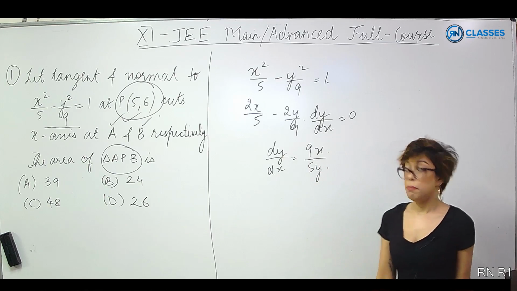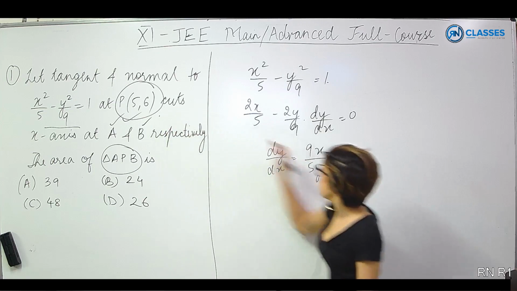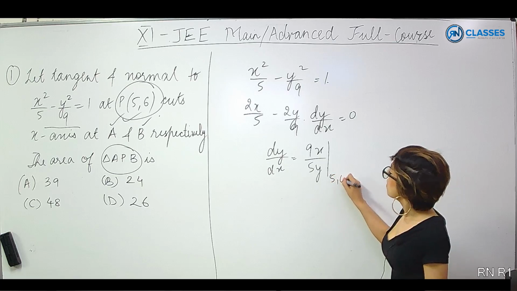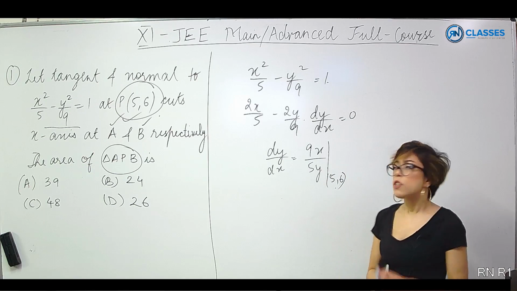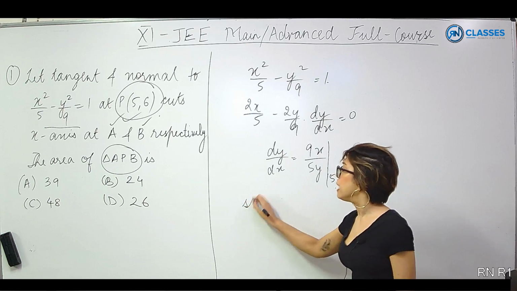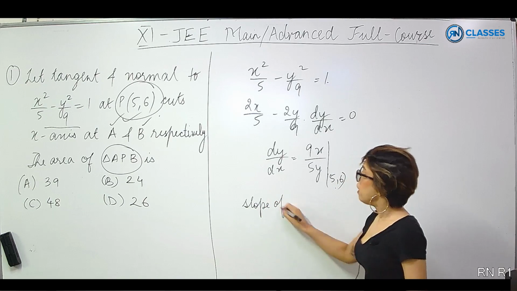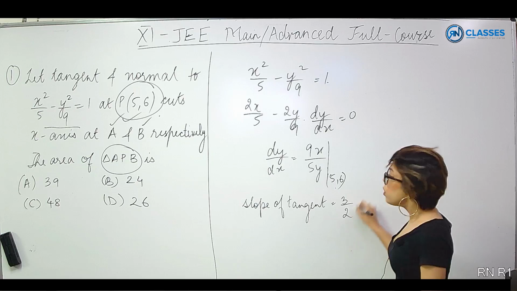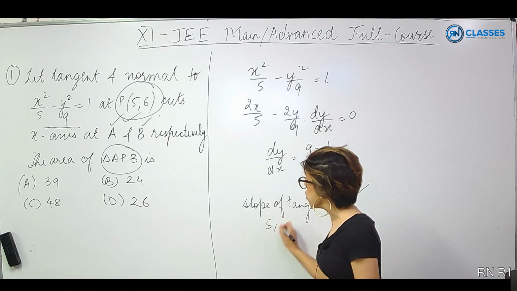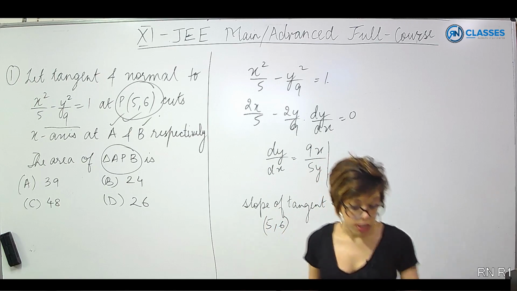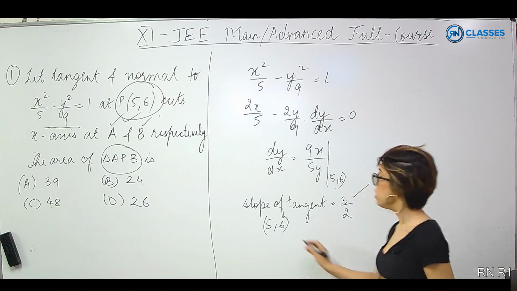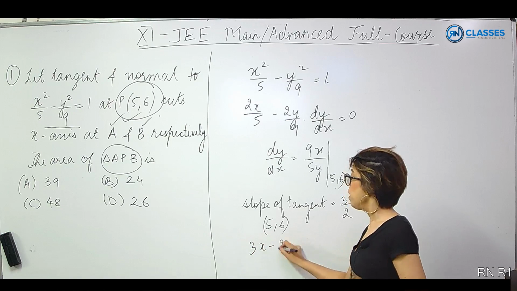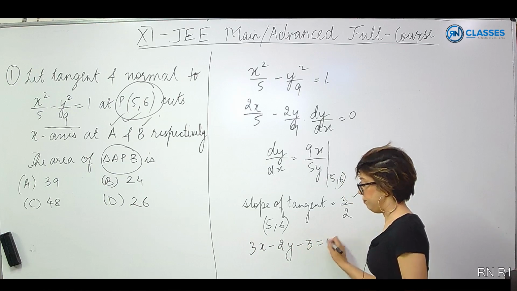Now, this is the derivative, but I want the derivative at this point, so at (5, 6). Right? So that means you know the slope of tangent at this point, and it turns out to be 3 by 2. Now, you know the slope, you know the point (5, 6), you can write the equation of tangent. And the equation of tangent turns out to be 3x minus 2y minus 3 equal to 0.